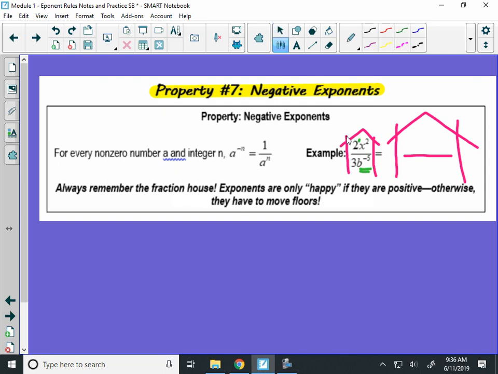Now remember, the 2 was happy, the x squared was happy. So is the 3. The 3 has an exponent of 1. But the b wasn't happy. So to make Mr. B happy, I have to move him to the first floor and make his exponent positive. That makes Mr. B happy, and that would be your simplified answer.